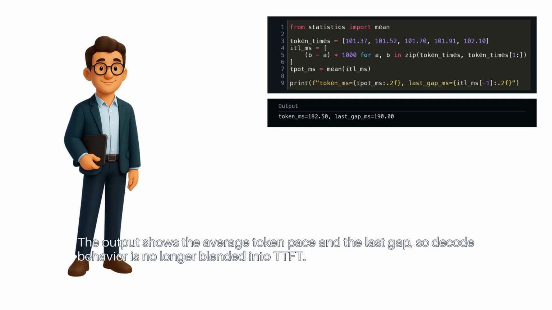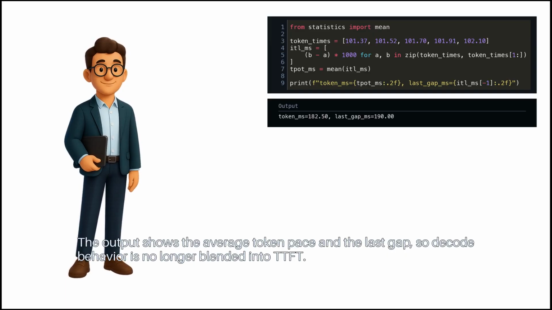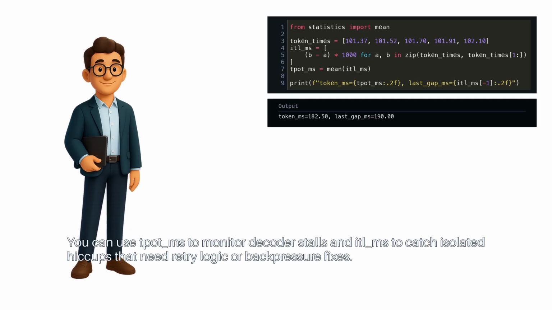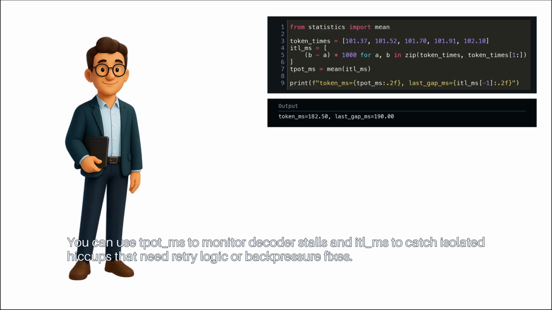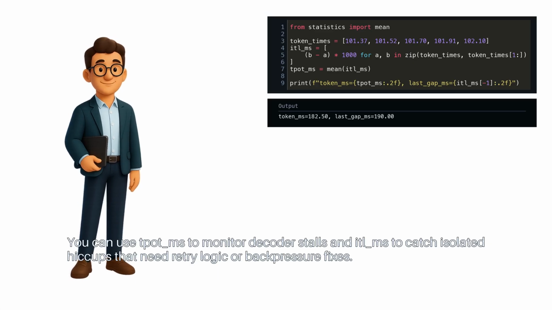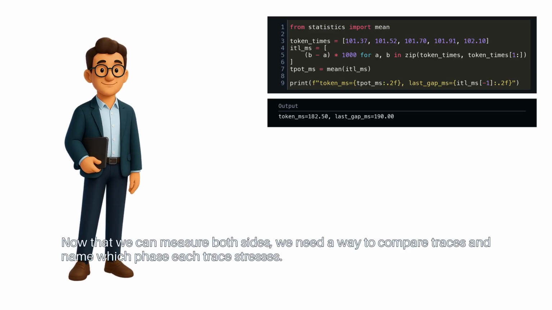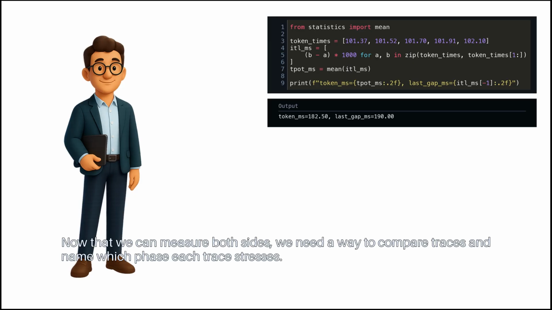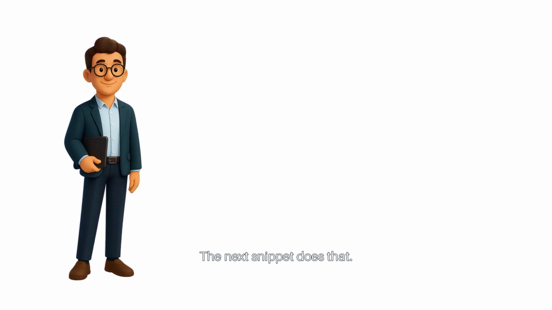The output shows the average token pace and the last gap, so decode behavior is no longer blended into TTFT. You can use TPOT-MS to monitor decoder stalls and ITL-MS to catch isolated hiccups that need retry logic or backpressure fixes. Now that we can measure both sides, we need a way to compare traces and name which phase each trace stresses. The next snippet does that.